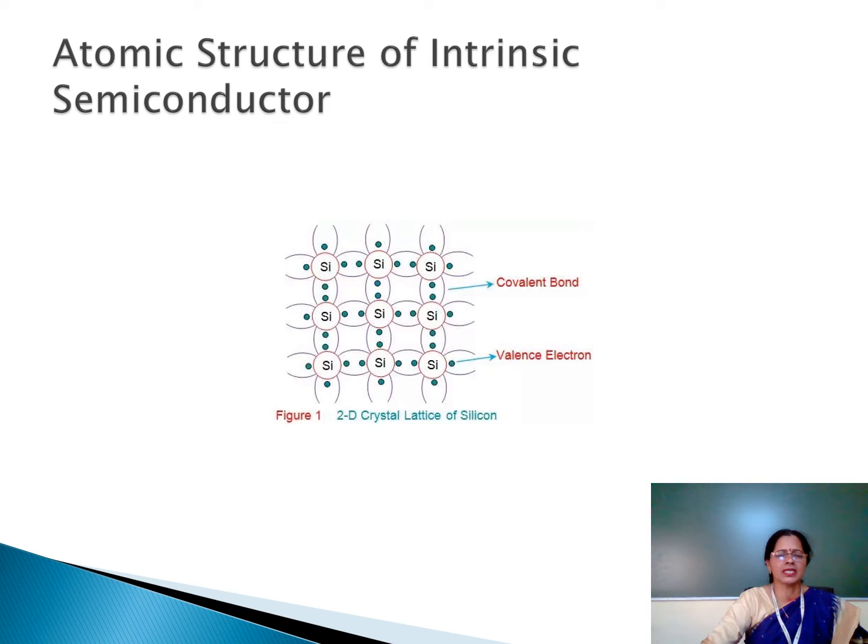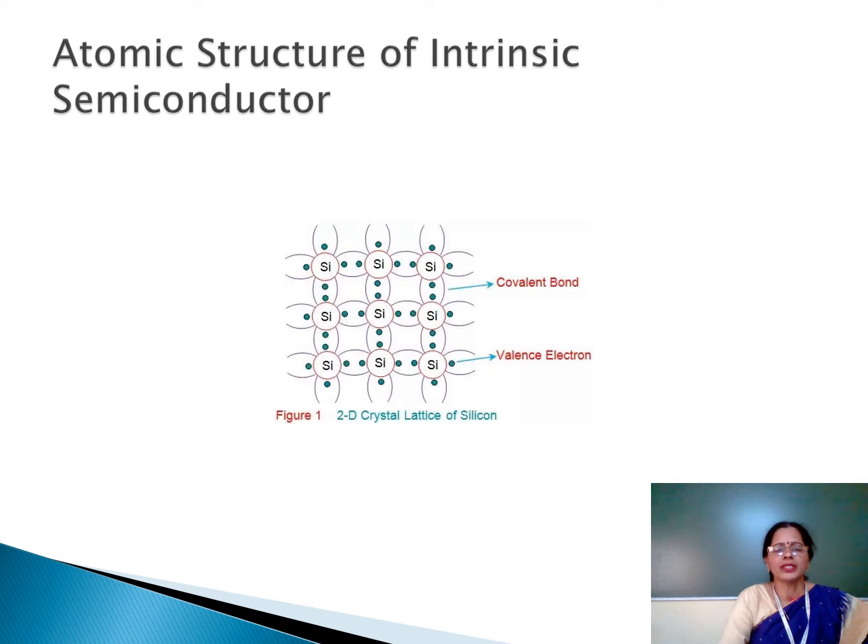Now the central silicon atom is engaged in covalent bonding with 4 silicon atoms. This one and this one are 4 complete covalent bonds. Similarly, each silicon atom is also engaged in 4 covalent bonds, and accordingly we are getting the intrinsic semiconductor piece. So overall, covalent bonding is involved.